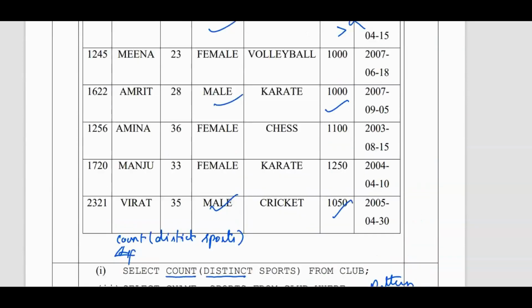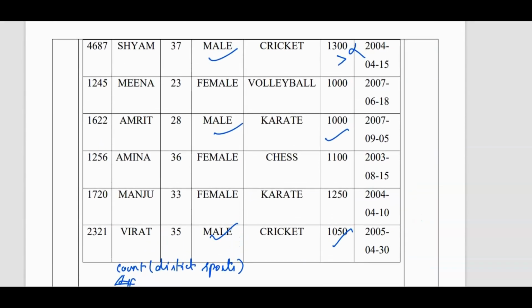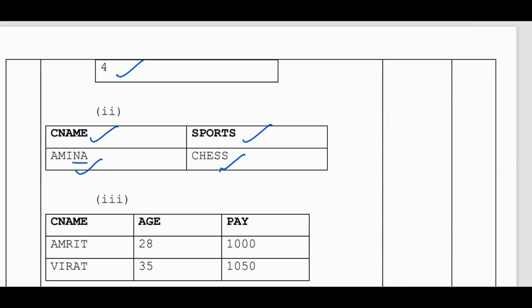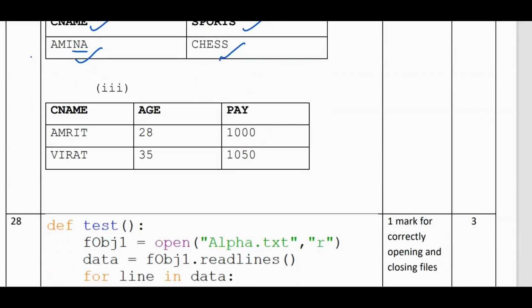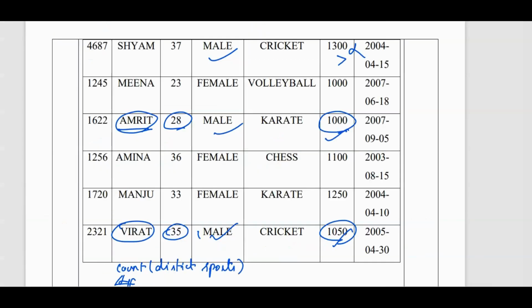So what are the names of your columns? Your columns will contain CNAME, which is Amrit, age, his age is 28, and then the pay which is 1000. Then next is Virat, age is 35 and the pay is 1050. Okay, let us see it in the marking scheme now. CNAME is Amrit and Virat, age is 28 and 35, and the pay is 1000 and 1050. Hope you are all clear now. Let us move on to the next question.